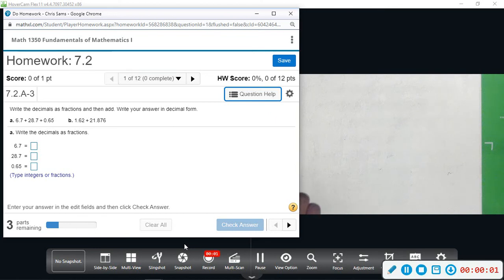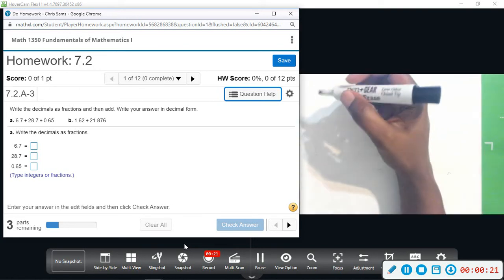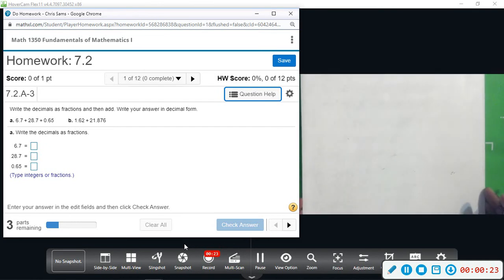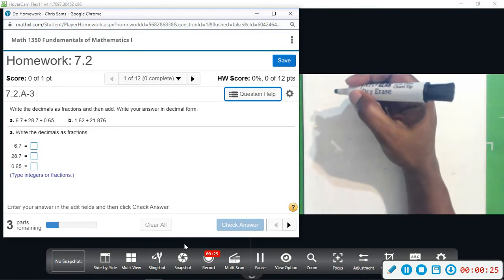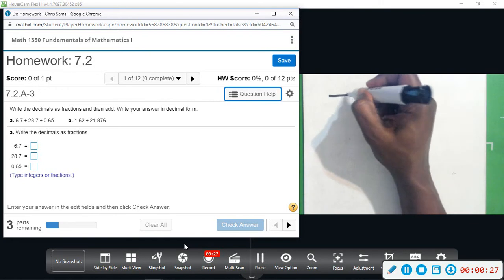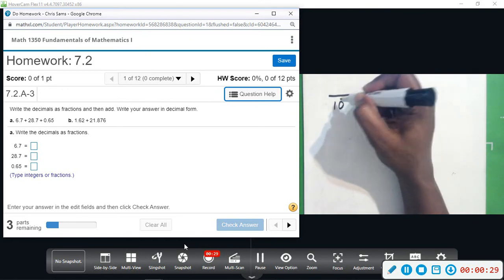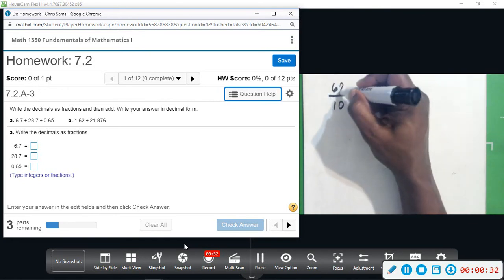Alright, chapter 7, section 2, we're going over adding and subtracting decimals. So number 1, we want to write decimals as fractions, then add. For part A, we're going to write 6.7 as a fraction. The easiest way is you see 6.7, that's 7/10. So I'm going to put this over 10 and just write it as 67 over 10.